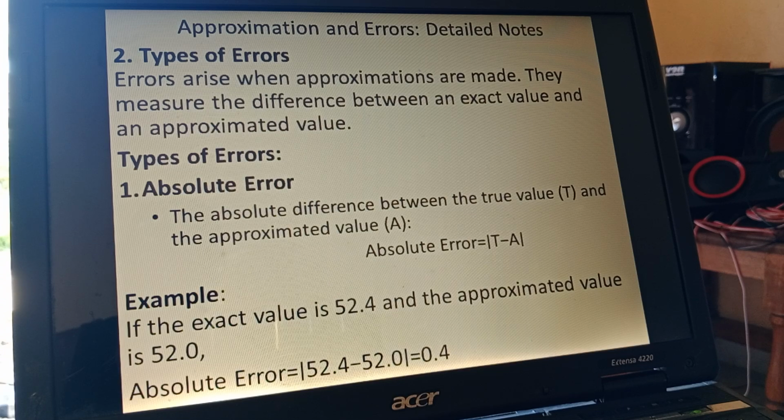And you can see the symbol for absolute. Absolute means you don't have any sign. You don't have negative or positive sign. You omit the signs. If the exact value is 52.4 and the approximated value is 52.0, the absolute error is 52.4 minus 52.0, which is 0.4.